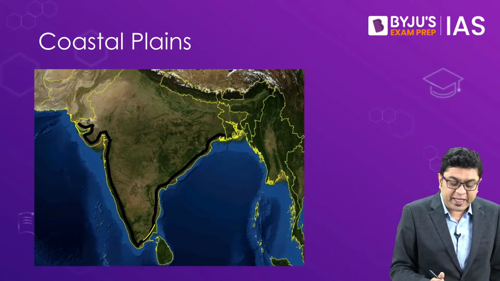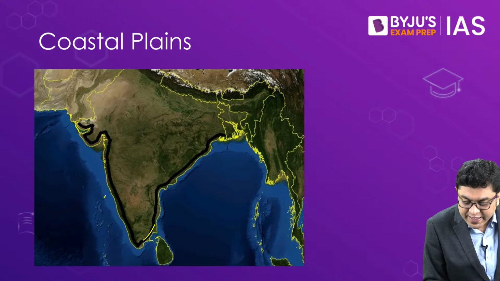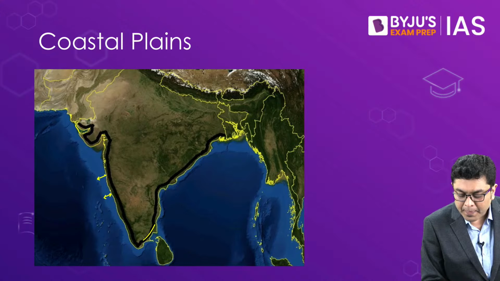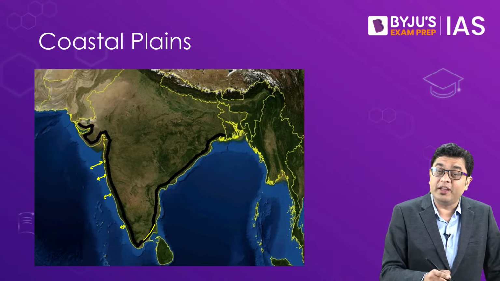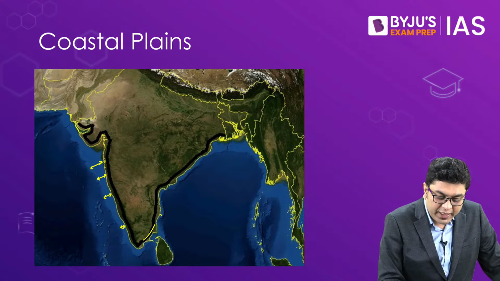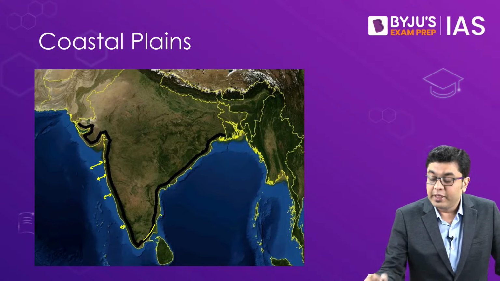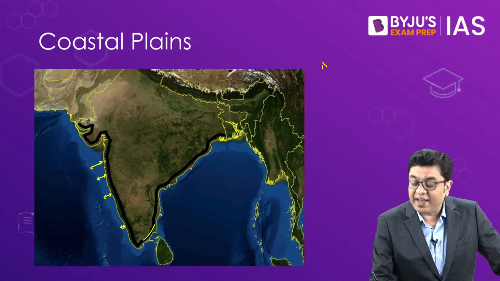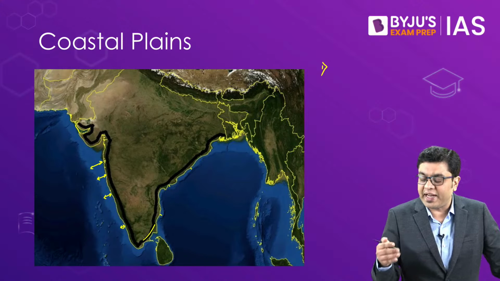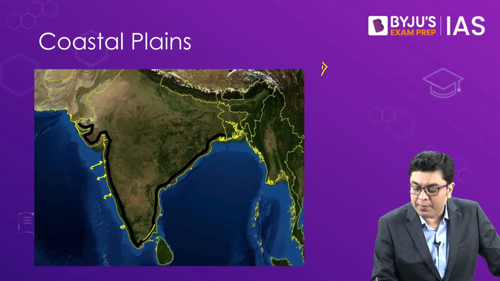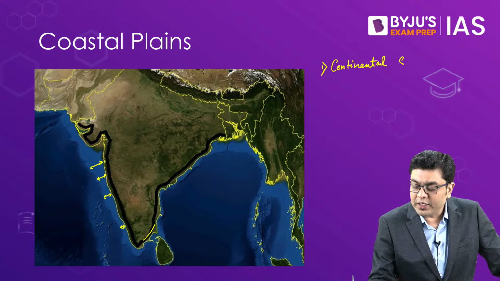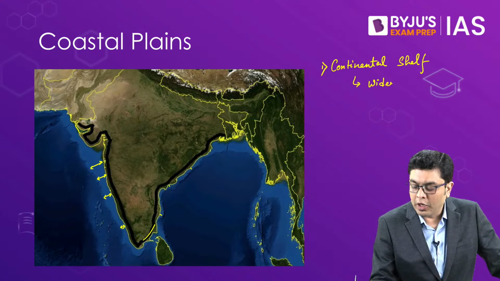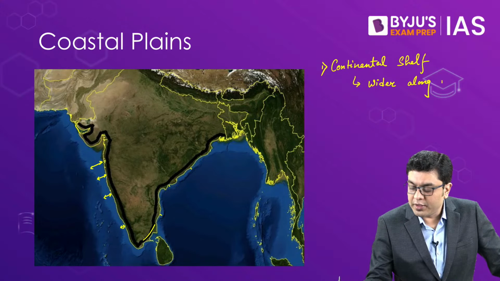One of the generic features that you will observe is basically the extent of the continental shelf area. Now, the continental shelf area is significantly wider along the western coastline as compared to the eastern coastline. So this is one of the first observations, and this also has great ramifications and great implications. So when we talk about continental shelf, it is wider along the western coastline.